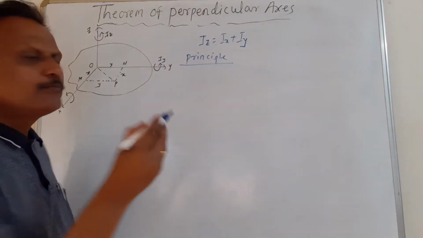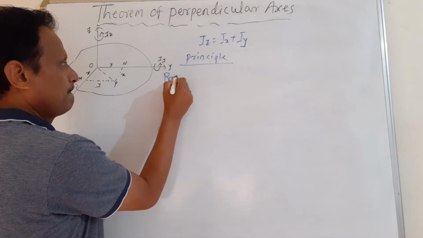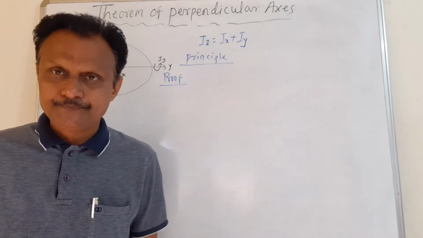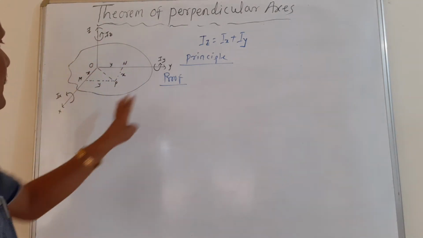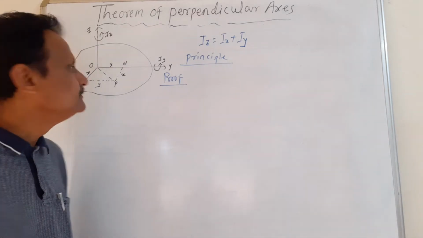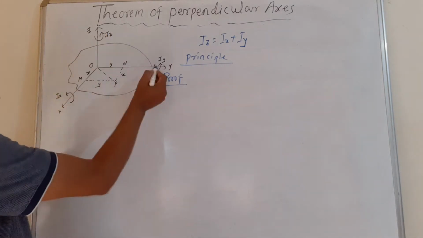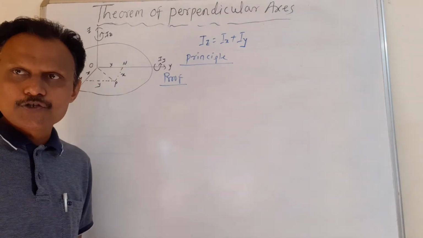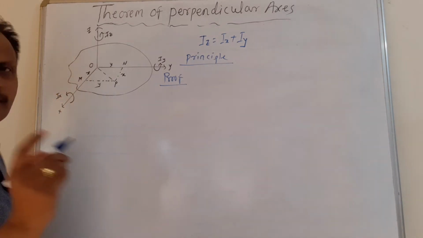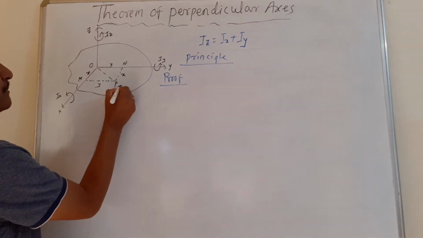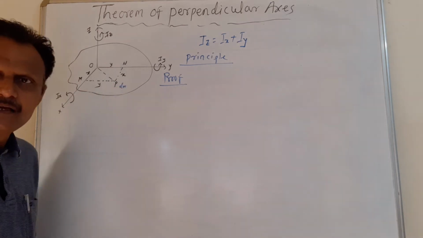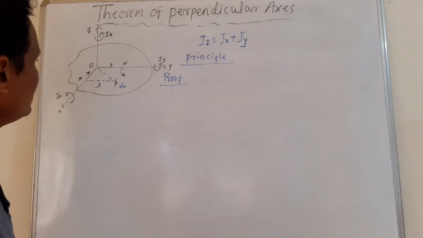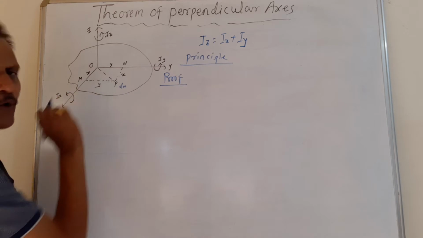Now its proof. Now this relation, this principle, we have to prove now. So now consider the plane lamina. The three axes x, y, z are intersecting at point O and they are mutually perpendicular to each other. Now consider the one element, its mass is dm and it is situated at point P.